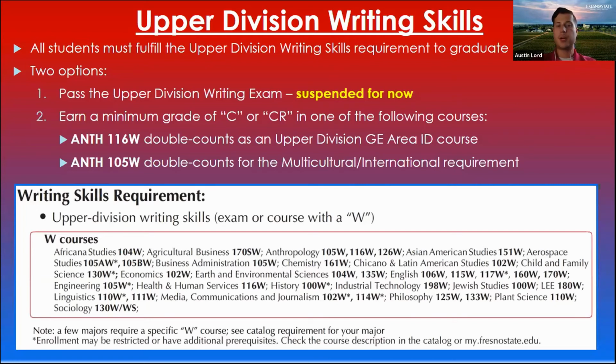So you do have to earn a minimum grade of a C or a CR credit in one of the following courses. There's that whole list, but we do highlight two classes first, and that's Anthropology 116W and Anthropology 105W. If you notice, these upper division writing courses are anything ending in W, that's for writing, and they fulfill this requirement. We like to point out these two because they double count in your GE as well. 116W double counts in area ID, 105W double counts in multicultural international. So it's kind of a two birds with one stone type of deal.